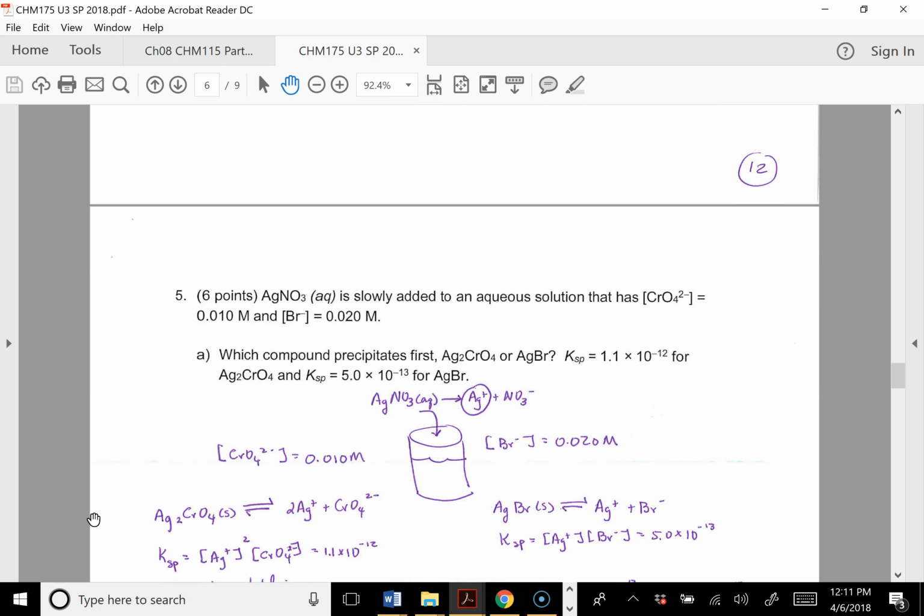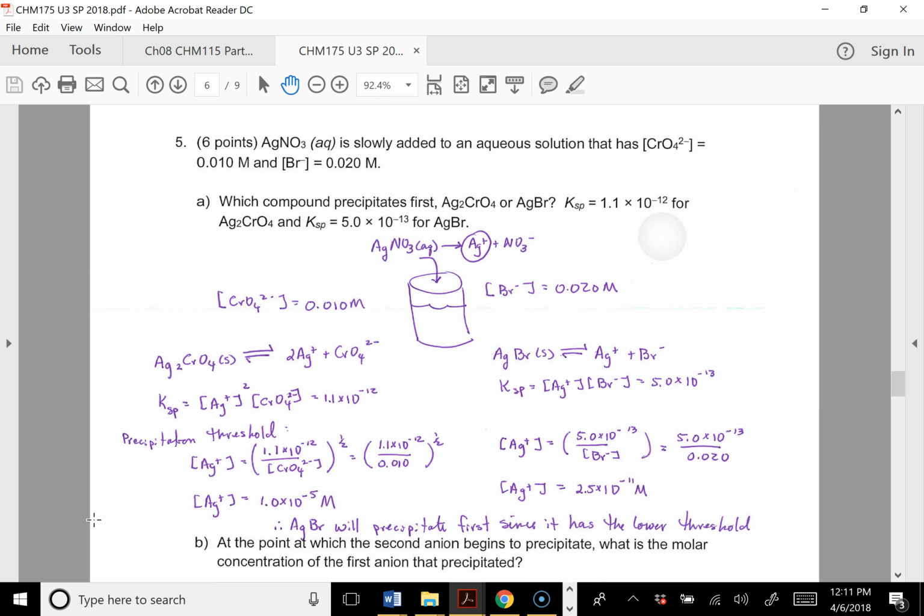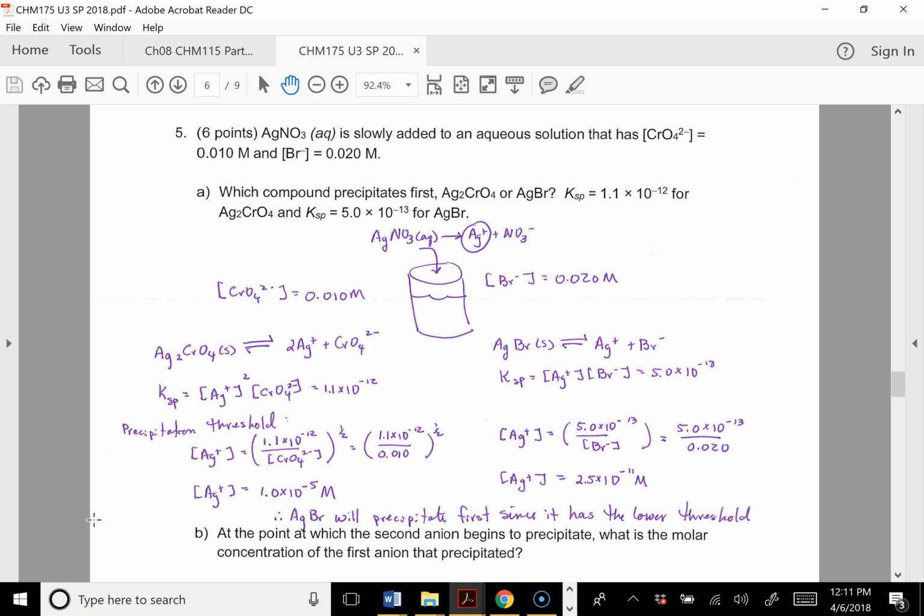On to the next one. I was trying to think of when we did this. We might have covered this one recently. You can see by the picture that we're dripping in silver nitrate. Of course, our silver nitrate is going to break apart and give you silver and nitrate, a spectator ion.